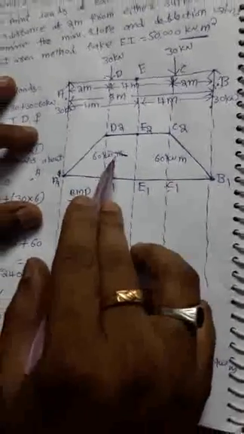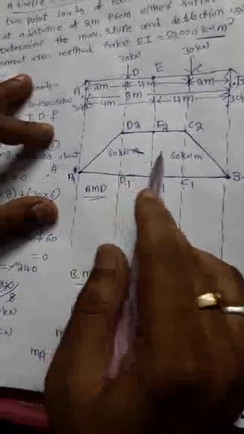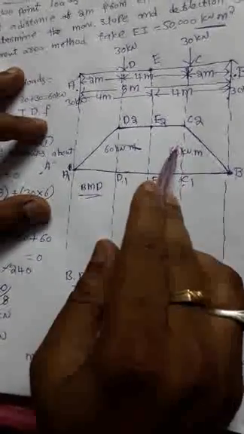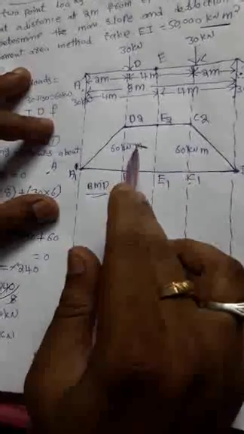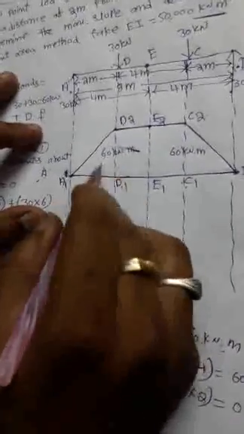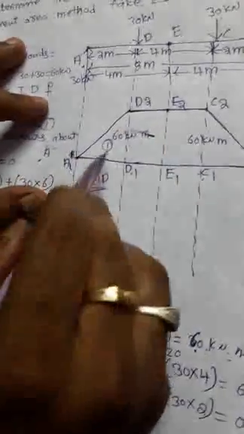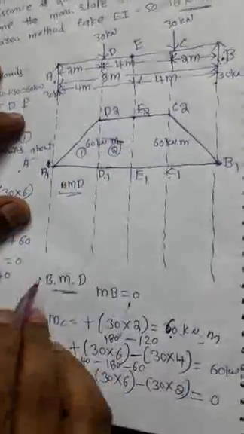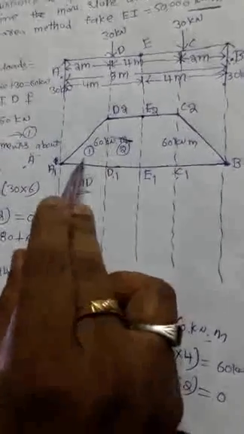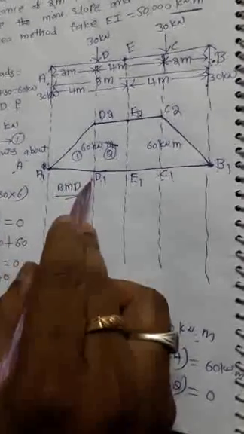So I am going to find the slope and deflection for the left diagram. You can also find the slope and deflection for the right diagram. This time I will find them for the left diagram. This left diagram shows two diagrams: one is a triangle, the other is a rectangle. This triangle base is 2 meters, and the height is 60 kilonewtons.